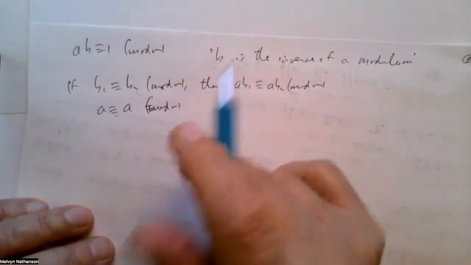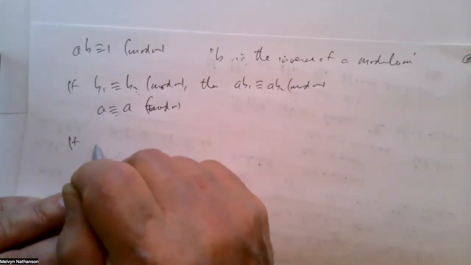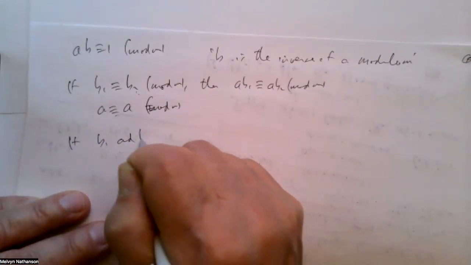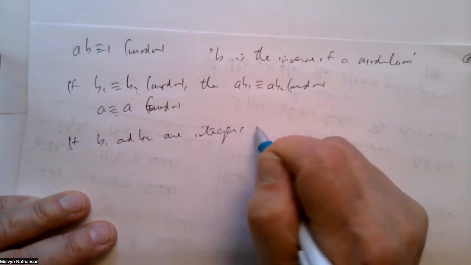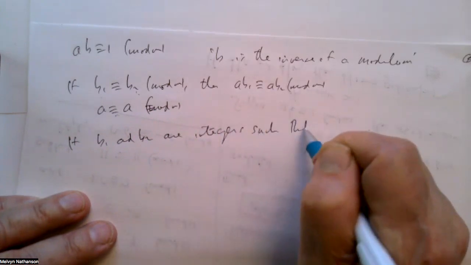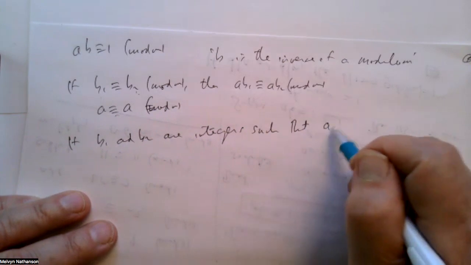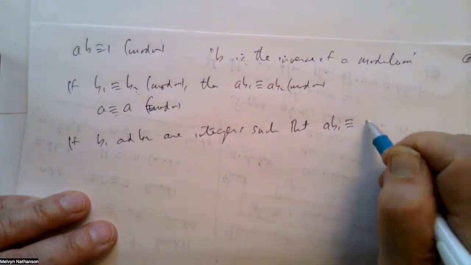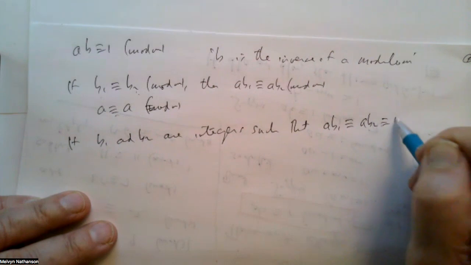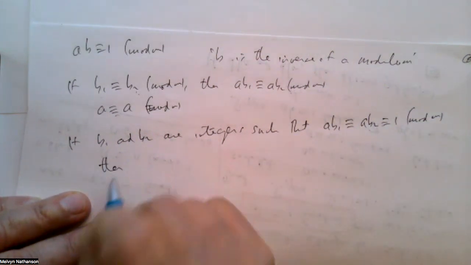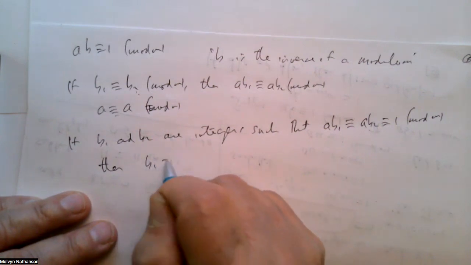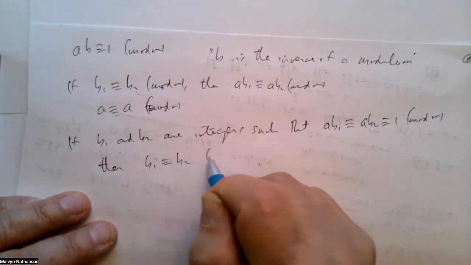But the converse of this statement is true. If B1 and B2 are integers such that AB1 is congruent to AB2, they're both congruent to 1 mod M, then in fact, that can only happen if B1 and B2 are congruent mod M.